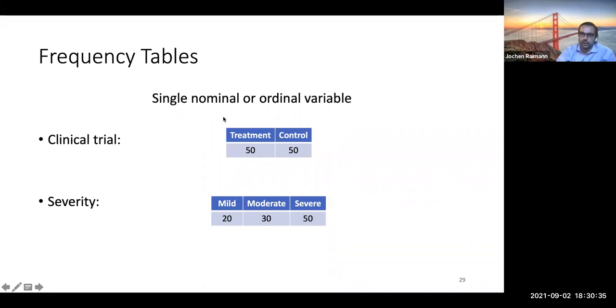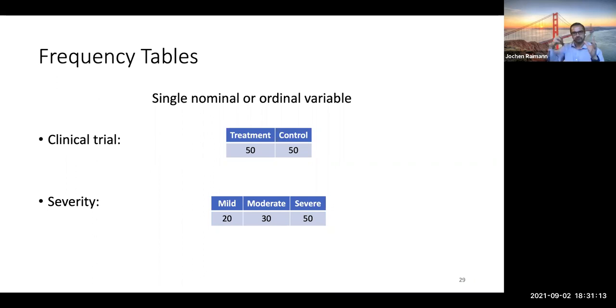So thinking this through now, you are looking at single nominal or ordinal variables. You have treatment or control. This is the design of a clinical trial. You have a control group and you have a treatment group. You will assign them in a 50-50 ratio, and you will have half in each group. As an outcome, you have the severity of a certain condition. In this case, the example used is pain. So you have mild, moderate, and severe pain. You have mild pain in 20 cases, moderate in 30 cases, severe in 50 cases.